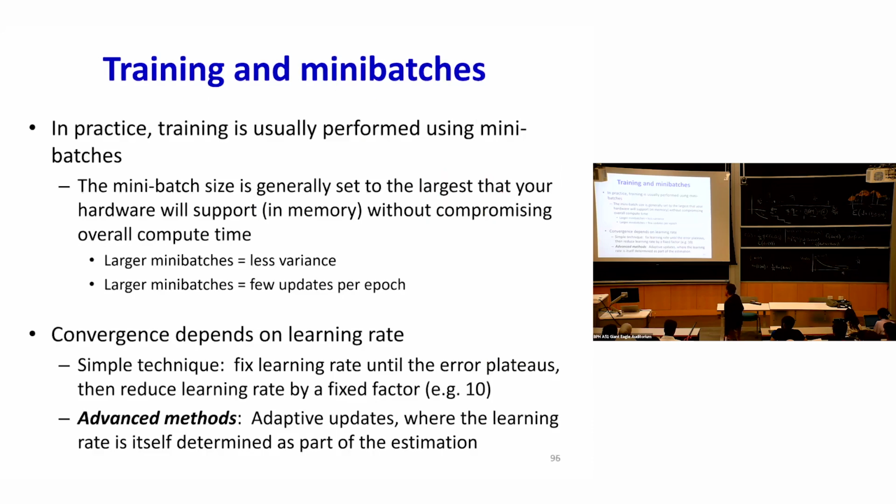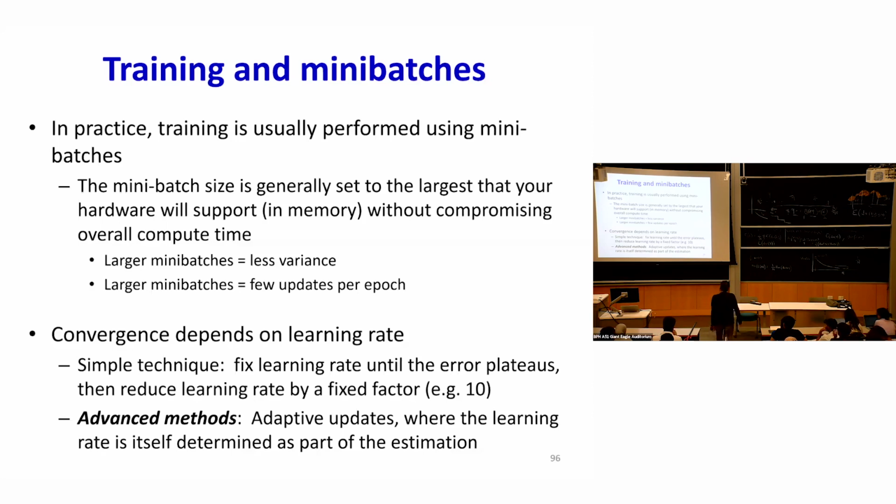Okay. So in practice, training is usually performed using mini batches, and you would like to set it to the largest that your hardware will support without compromising overall compute time. Larger mini batches means less variance. And also, larger mini batches means fewer updates per epoch, which is also a convenient thing.